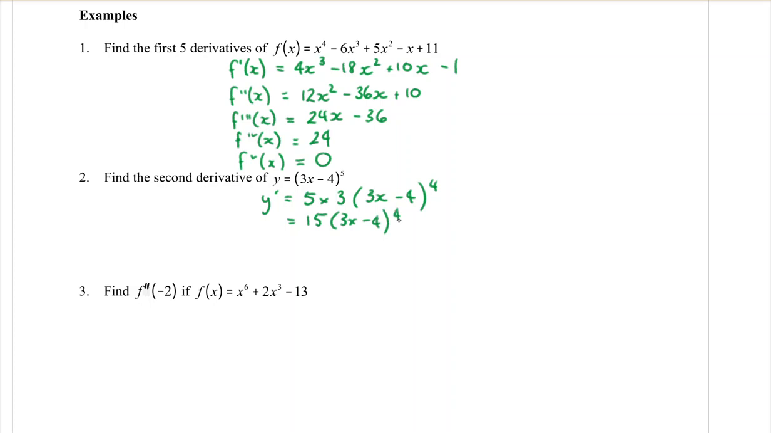The second derivative, we just do the same process again. The 4 will come down, I'll leave the 15, the 4 will come down the front, it will multiply by the derivative of the bracket, which is 3 again. I'll leave the bracket and subtract another 1 from the power, so we're down to a power of 3. If you multiply all those numbers out the front, 15 times 4 times 3, 180.